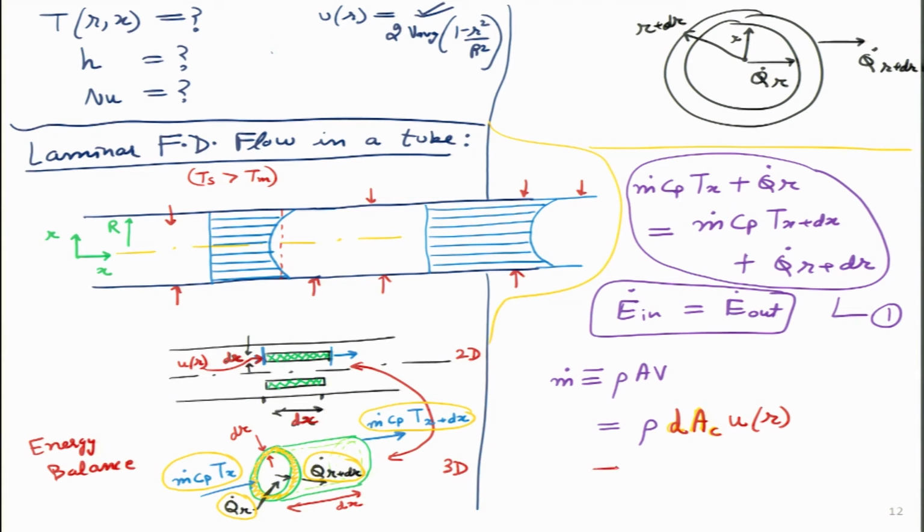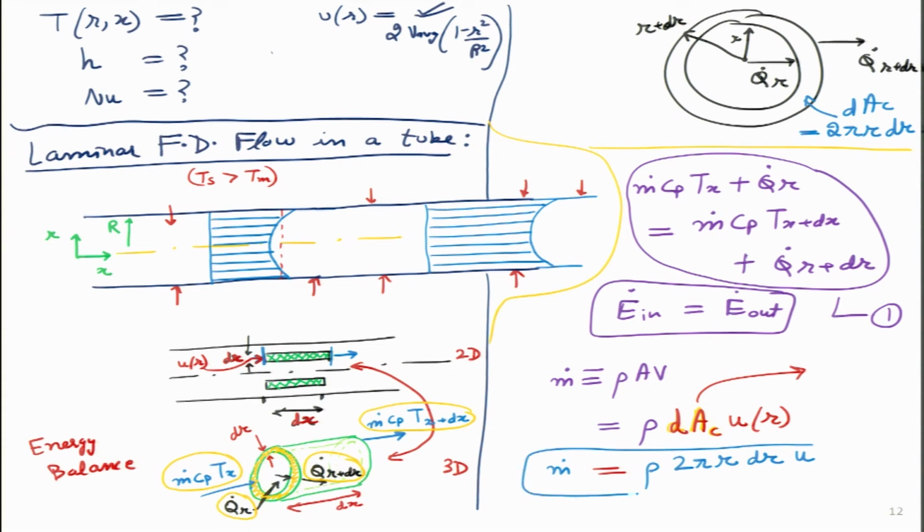Okay. And what is the value of this dAc? Maybe I can write it in terms of this circle over here. This is dAc exactly, and this dAc is simply the periphery 2 pi r multiplied by the thickness dr. So, I can say that this becomes rho 2 pi r dr into u. So, this is the value of my m dot. This I can write as equation number 2.